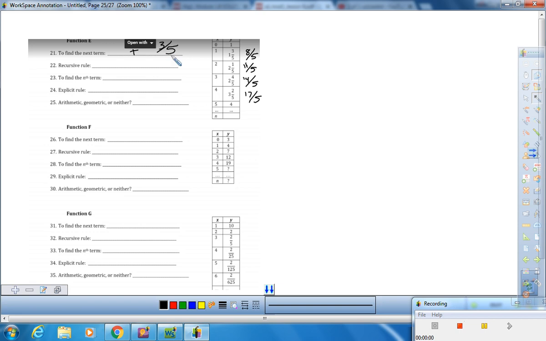So let f of 0 or f of 1, it doesn't matter, as long as we have one starting point. f of 0 equals 1. f of n is f of n minus 1 plus 3/5. Explicit rule, let's see. This is your y-intercept. So f of n is 3/5 n plus, we start at 1. This is our b, and that's our m. And this is arithmetic.